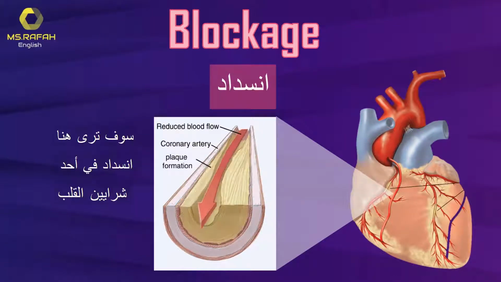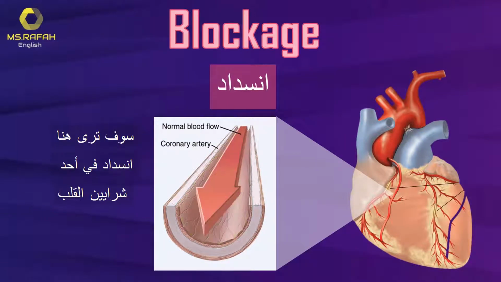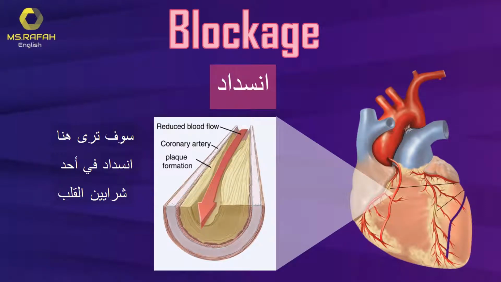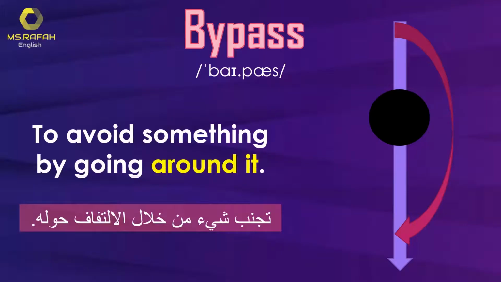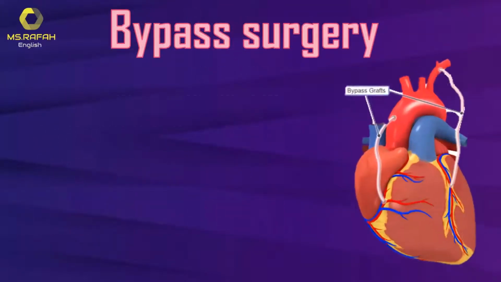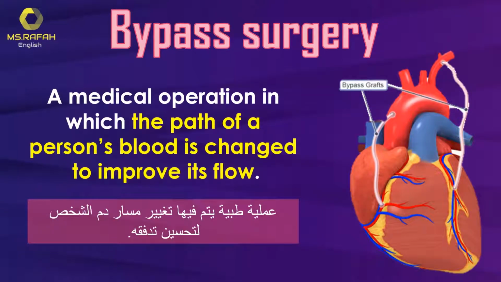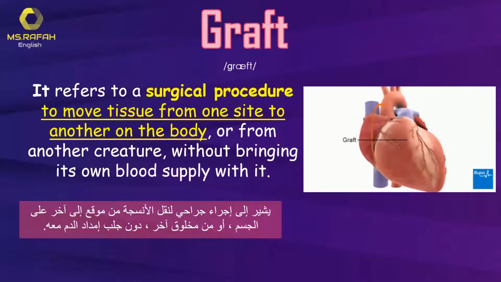Blockage. In here, we have a blockage in one of the arteries, as you can see. Bypass, which means to avoid something by going around it. Medically speaking, it is a medical operation in which the path of a person's blood is changed to improve its flow. Graft: it refers to a surgical procedure to move tissue from one side to another on the body, or from another creature without bringing its own blood supply with it.